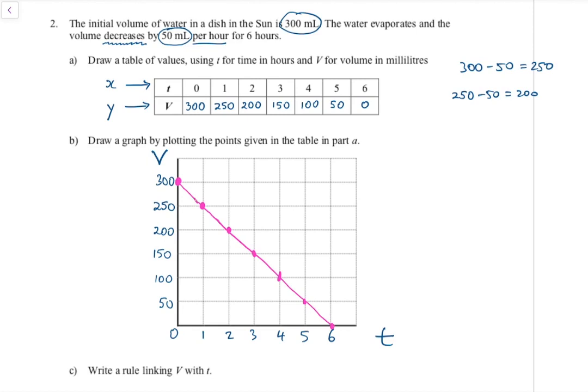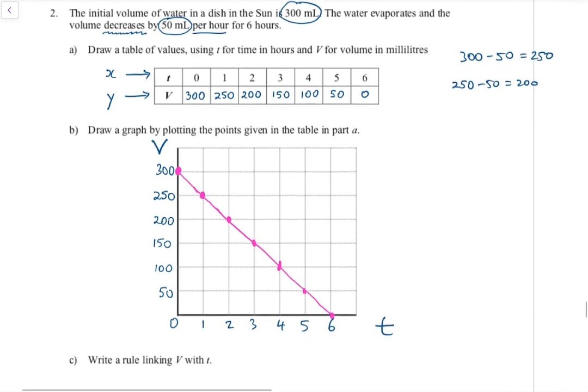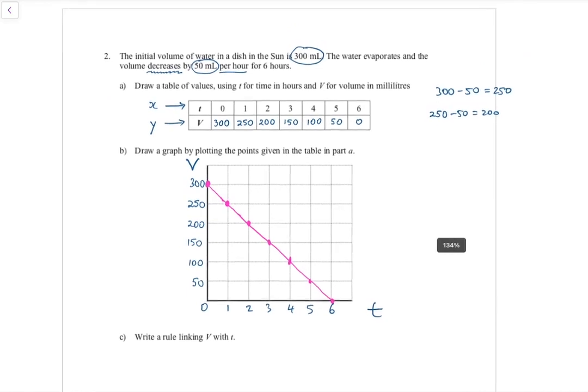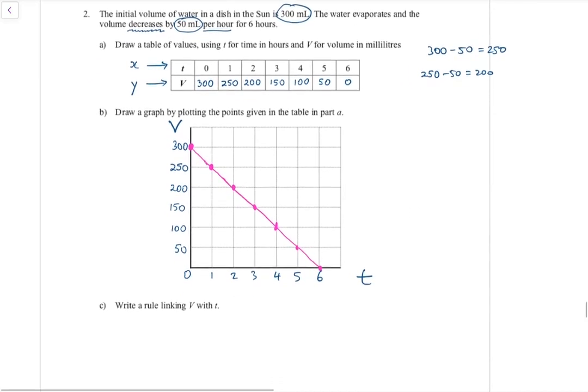So there is my graph of plotting my points from the table. Now, part C says, write down the rule. Again, I've got 2 choices for writing the rule. I can use my table or I can use my graph, and I'll show you both ways again. You don't have to do both ways. Do whichever way you think is going to be the easiest for you.